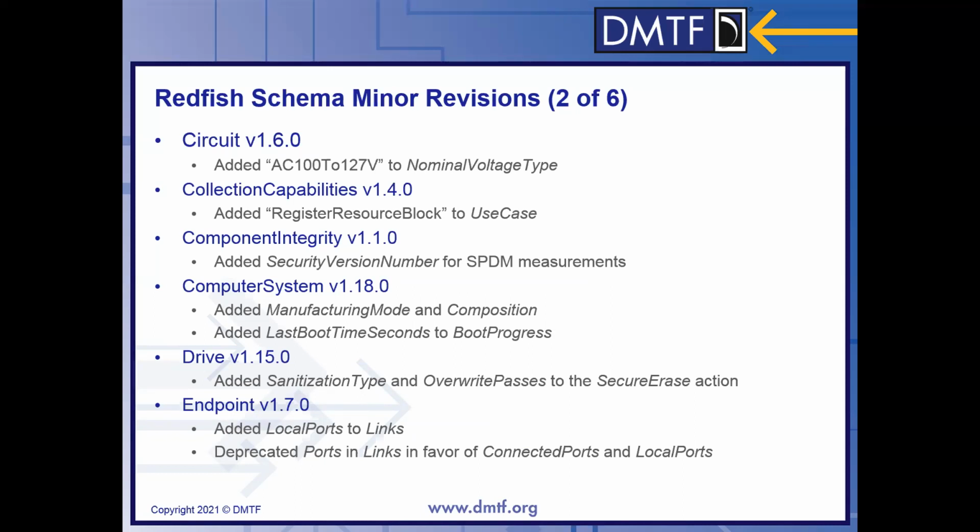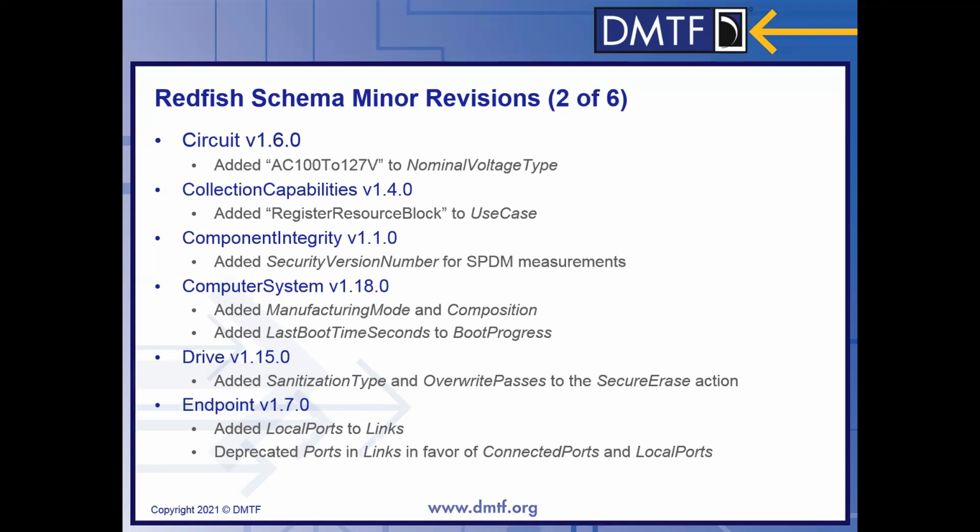In drive, sanitation type and overwrite passes, these are more details in the secure erase. You didn't have the ability to specify a different type of erase, but now, knowing that there are multiple variants of those, sanitation type now allows you to choose one of those. And if you're using overwrite, then there's an overwrite passes property that can say how many passes of that type of sanitation you are going to take.